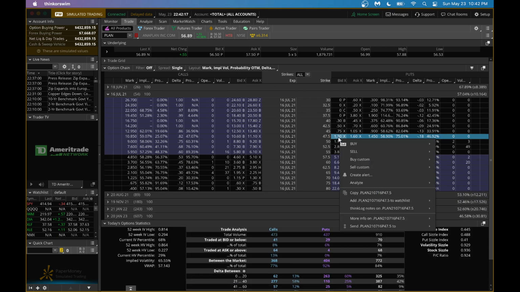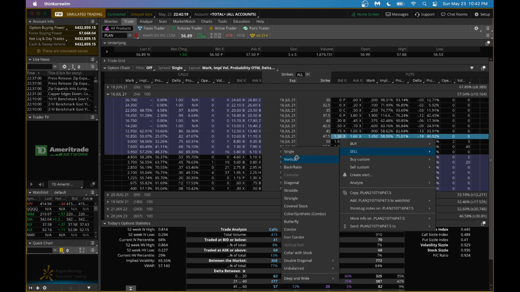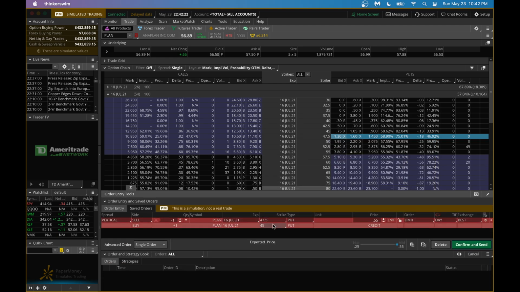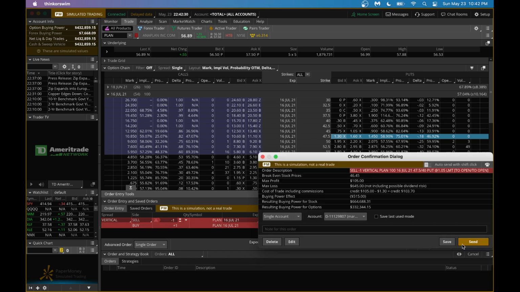So for that, you could just sell a put spread here: 47.5, and you'll buy back 40. There you go, 105. This is good enough. You could just confirm and send. You'll bring in 105, and max loss is 645 because it's a $10 wide spread.